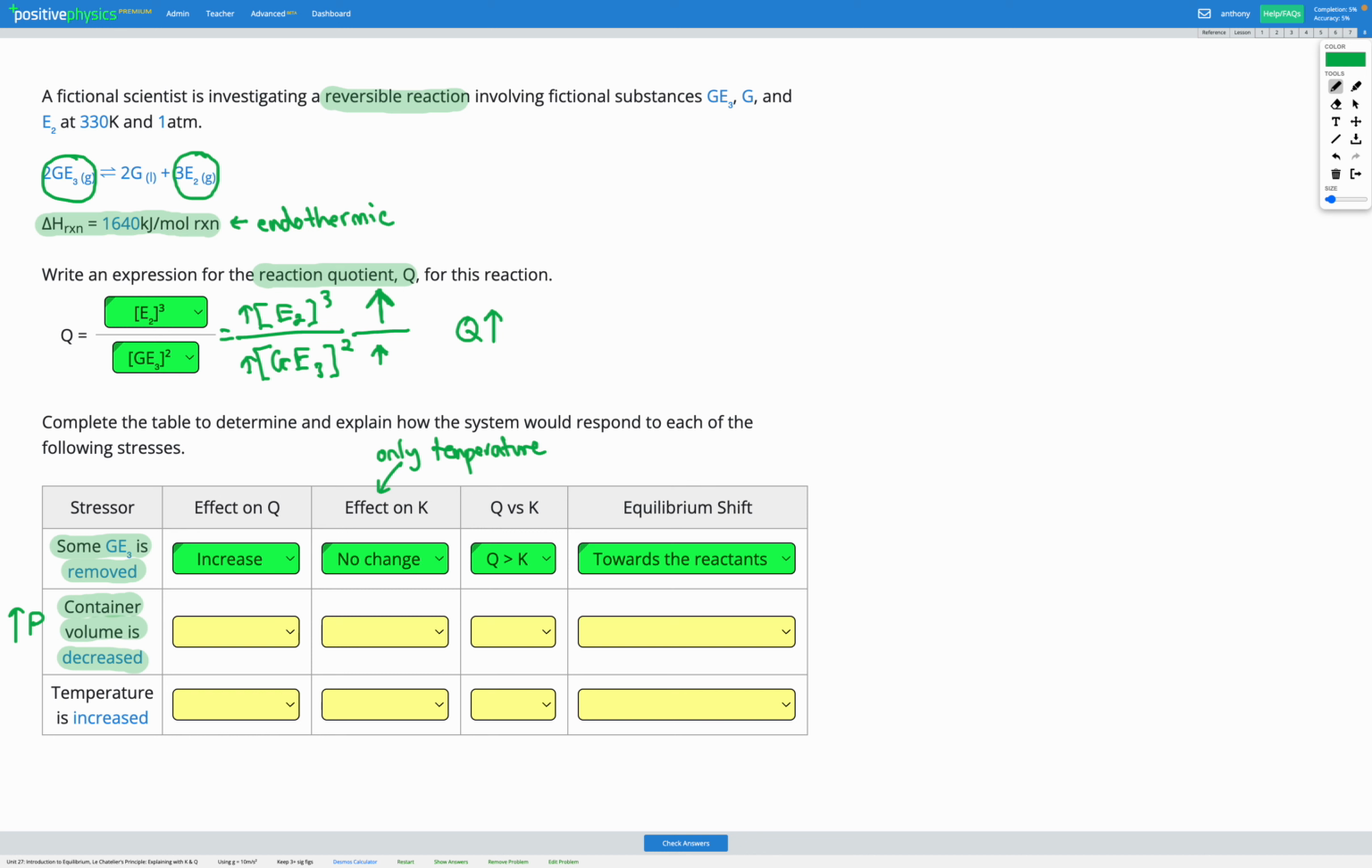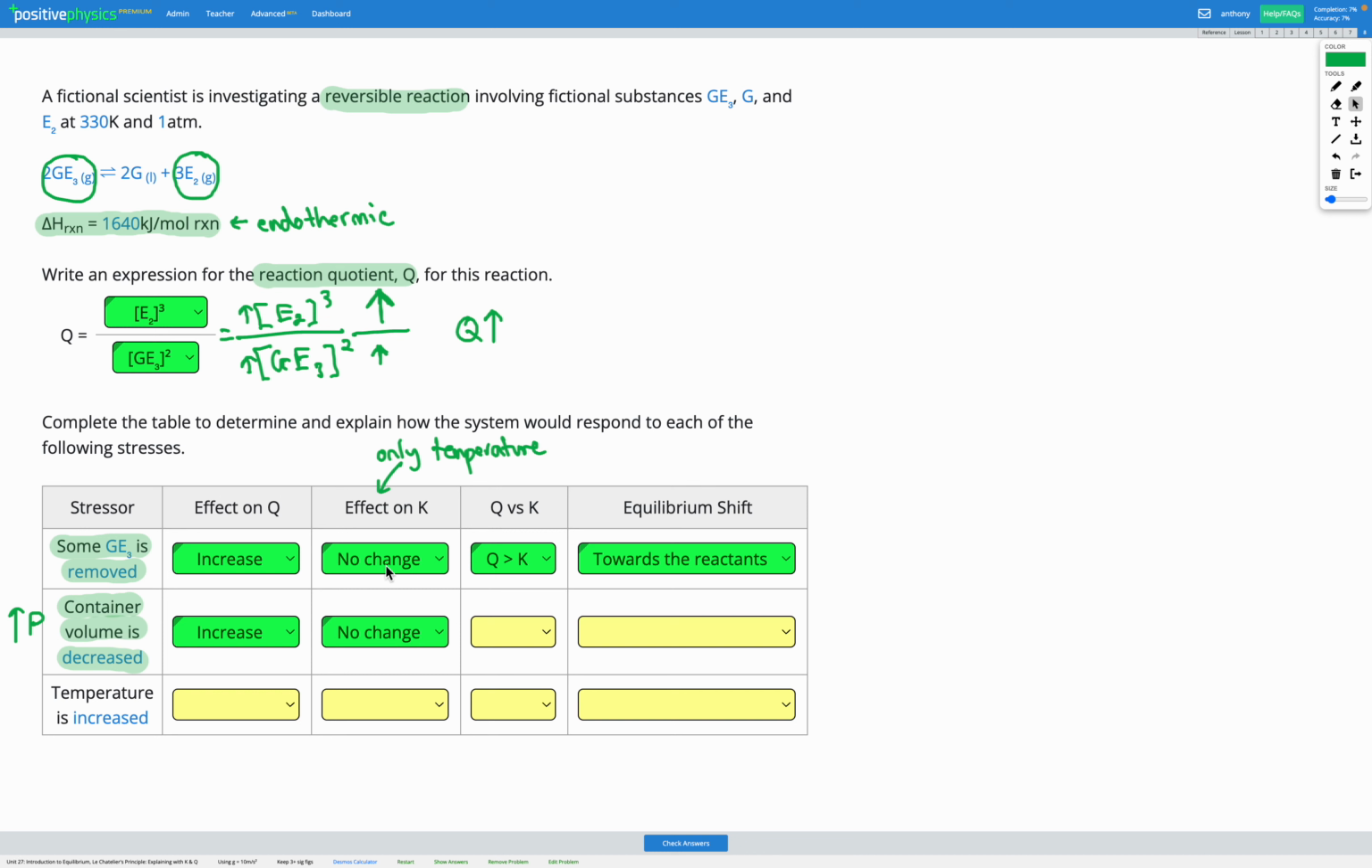So the increase there is going to be bigger overall than the increase on the bottom. So our effect on Q is that Q has increased. That's because we had more moles of gas on the top of our fraction than on the bottom. Our effect on K: there's no effect on K here, only the temperature is going to affect K.